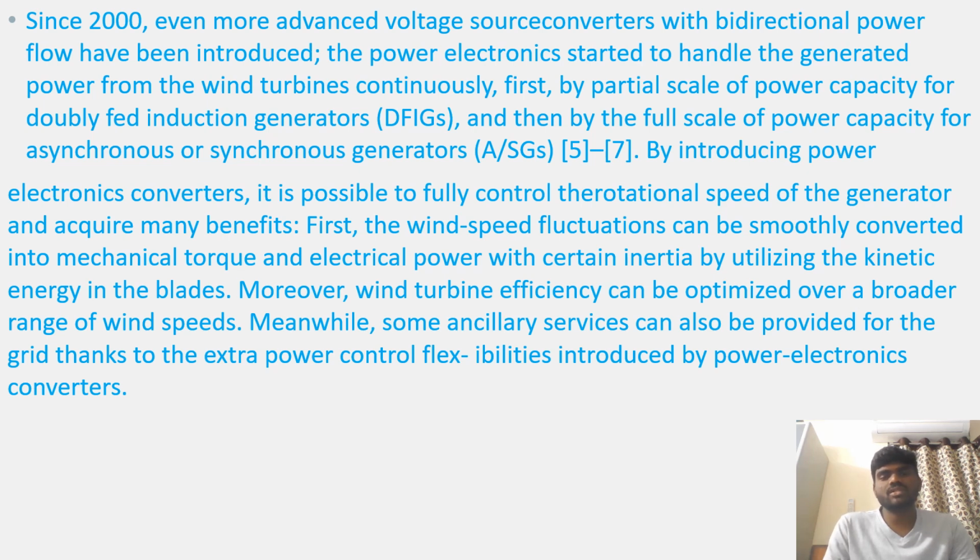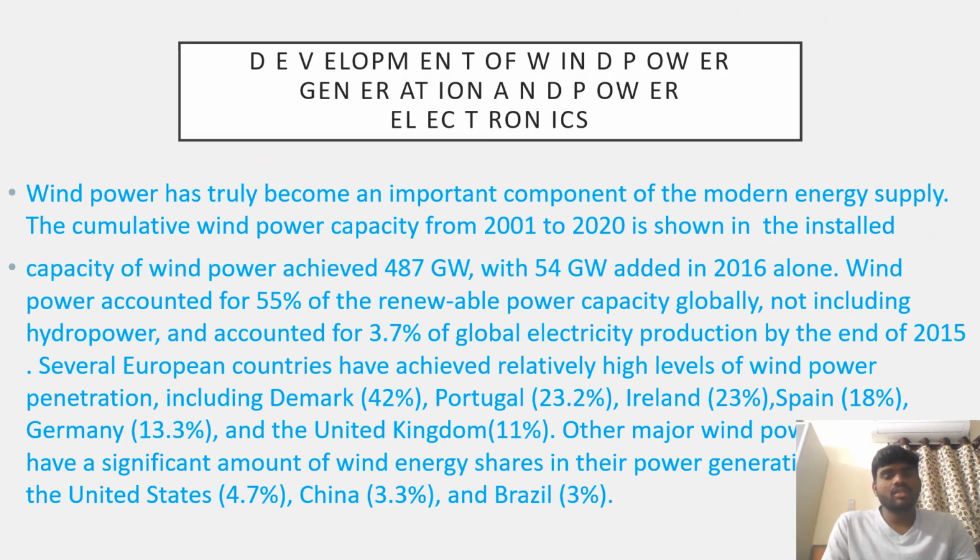First, the wind speed fluctuations can be smoothly converted into the mechanical torque and electrical power with certain inertia by utilizing the kinetic energy in the blades. Moreover, the wind turbine efficiency can be optimized over a broader range of wind speed. Meanwhile, some ancillary services can also be provided for the grid thanks to the extra power control flexibilities introduced by the power electronic converters. So, this is the development of wind power generators and the power electronics. Wind power has truly become an important component of the modern energy supply.